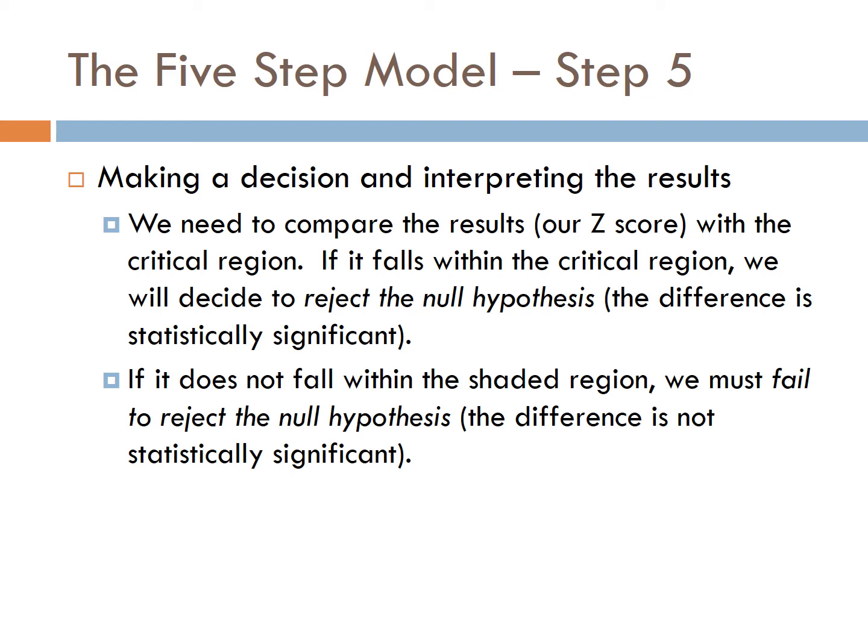So then we make a decision and interpret the results. We need to compare the results of our z-score with the critical region. It falls within the critical region. We will decide to reject the null hypothesis, which we did in this example, and that the difference is statistically significant. So we find support for our working hypothesis related to alcoholics. If it does not fall within the shaded region, we must fail to reject the null hypothesis. The difference is not statistically significant.